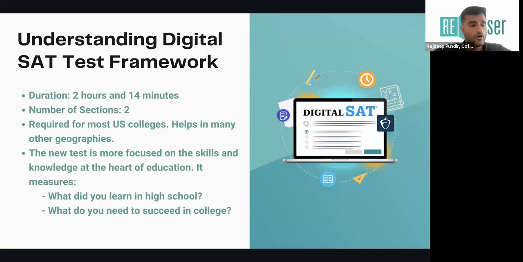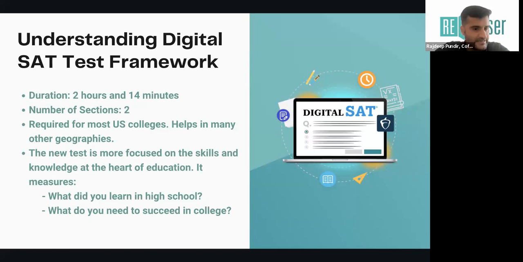There are multiple options since everyone is from DPS today. So DPS East today. There are various schools across Bangalore which offer you the SAT. So if you would like to do the SAT, you have to go to the College Board website and register on the website. There are multiple schools offering it within Bangalore, and you can register on your own. So that's how the registration process works. It's required for most of the US colleges. Additionally, it helps in many other geographies.